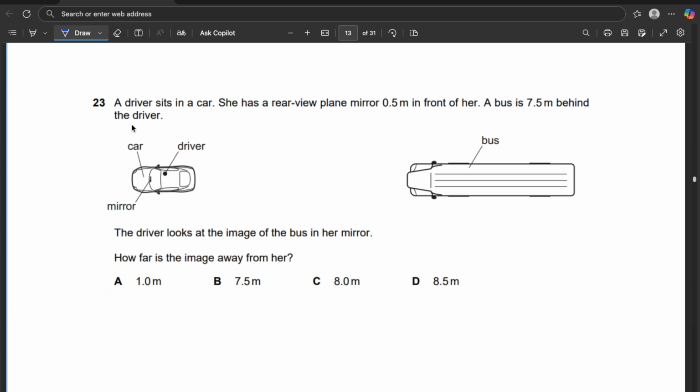A driver sits in a car. She has a rear view plane mirror 0.5 meters in front of her. A bus is 7.5 meters behind the driver. The driver looks at the image of the bus in her mirror. How far is the image from her?